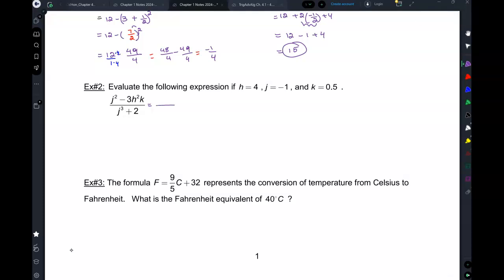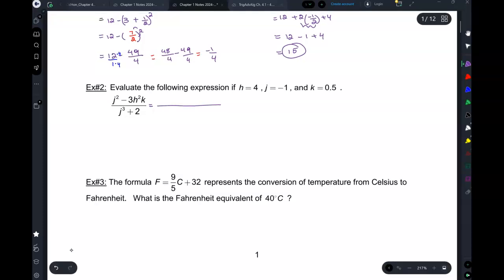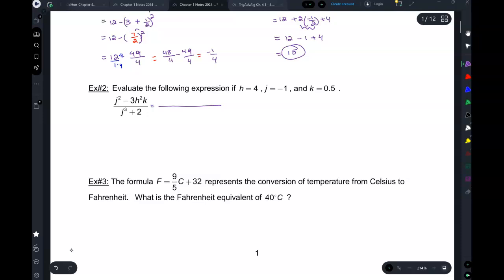So if I want to keep that fraction, I need to keep that fraction bar intact. So J is a negative number. And if I want to raise a negative number to an exponent, I need to put it in parentheses. So negative 1 squared minus 3 times H, 4 squared, times K is 0.5, over J, which is negative 1 cubed in parentheses, plus 2.